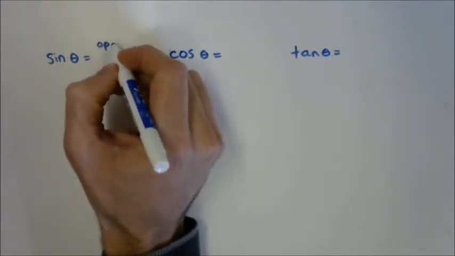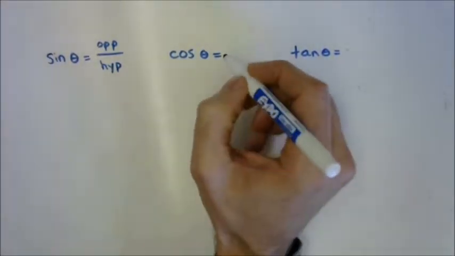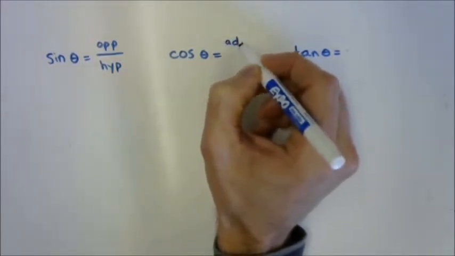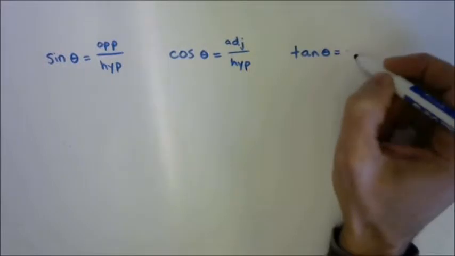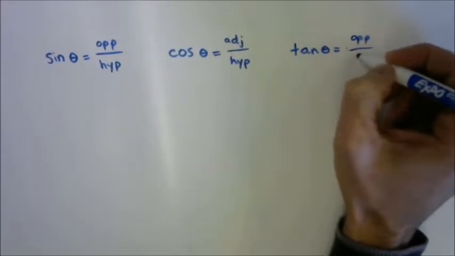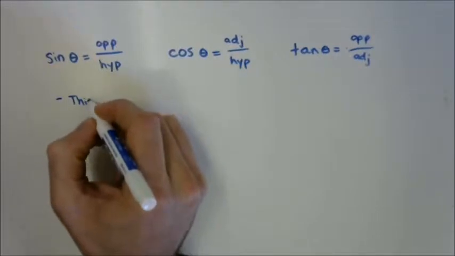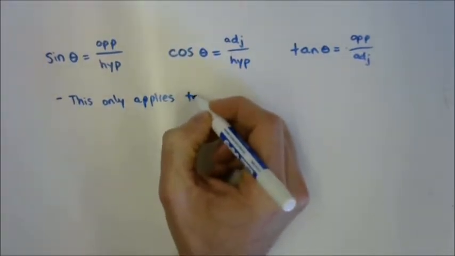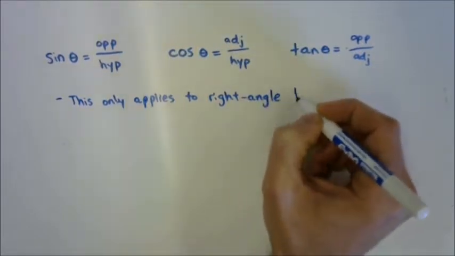Sine ratio is equal to the ratio between opposite over hypotenuse. Cosine ratio of a given angle is equal to the adjacent over the hypotenuse. And the tangent of any angle theta in a right angle triangle is equal to the opposite over adjacent. One little note, this only applies to right angled triangles.